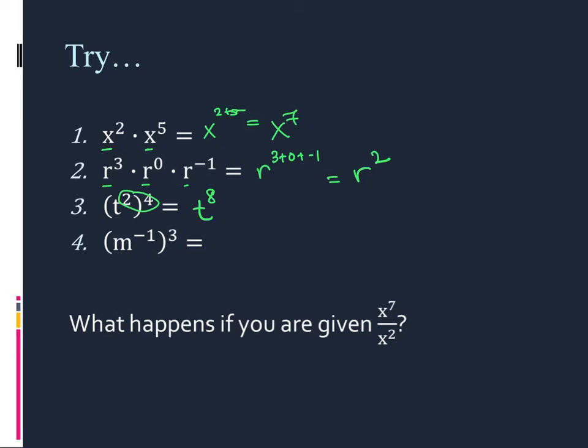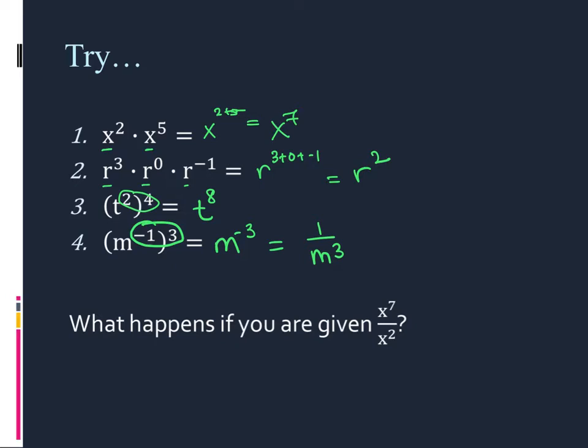And that would be very similar to number 4, where I have a power being raised to a power. Here I have to multiply my exponents. So I have m to the negative 3rd. But then because I have that negative exponent, I need to correct that, and that really becomes 1 divided by m to the 3rd power. So this is a quick review on multiplication.